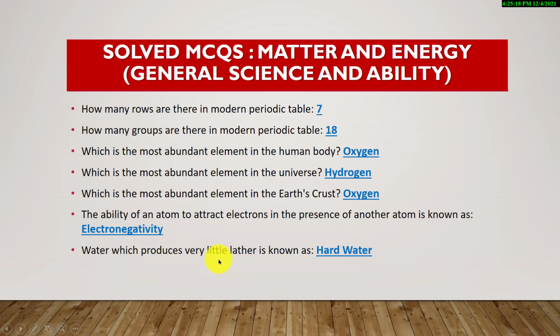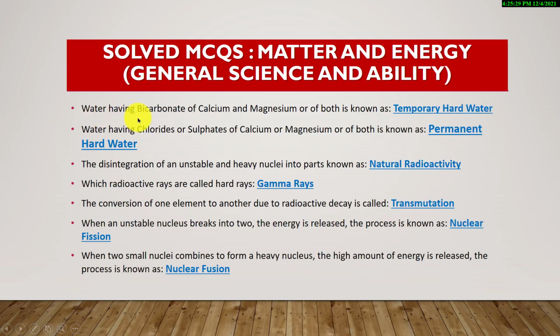Water which produces very little lather is known as hard water. Water having bicarbonate of calcium and magnesium or of both is known as temporary hard water. Water having chlorides or sulfates of calcium or magnesium or of both is known as permanent hard water.